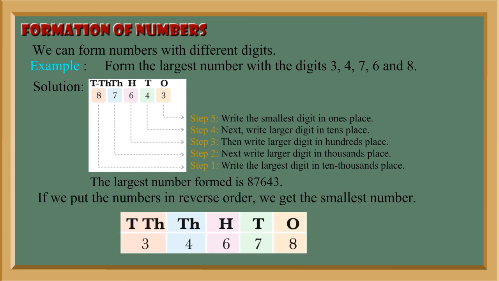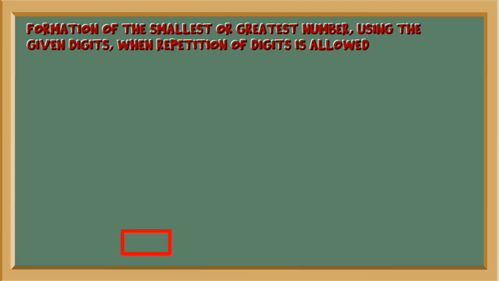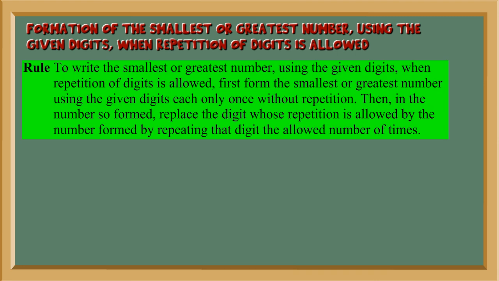If we put the numbers in reverse order, we get the smallest number. Formation of the smallest or the greatest number using the given digits when repetition of digits is allowed. Rule: To write the smallest or greatest number using the given digits when repetition of digits is allowed, first form the smallest or greatest number using the given digits each only once without repetition. Then, in the number so formed, replace the digit whose repetition is allowed by the number formed by repeating that digit the allowed number of times.